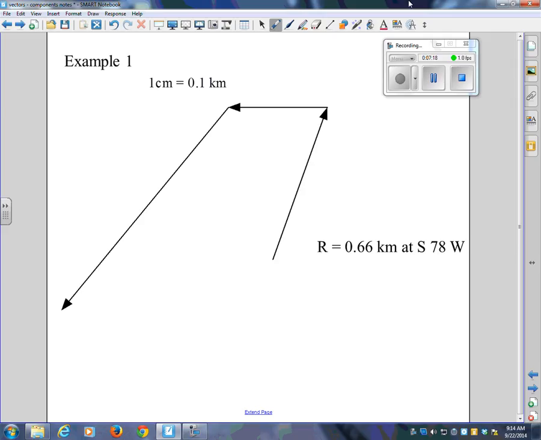Okay, but what would you do if you've got three vectors? Even if two of them were at right angles, the third one couldn't possibly, could it? So how are you going to do this?